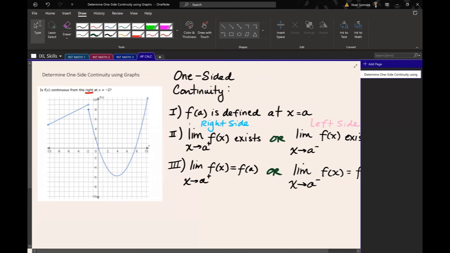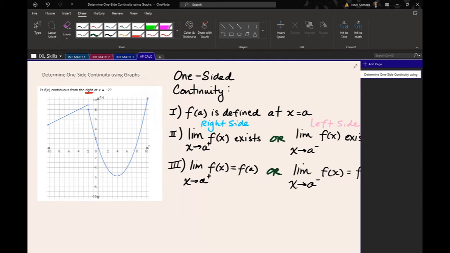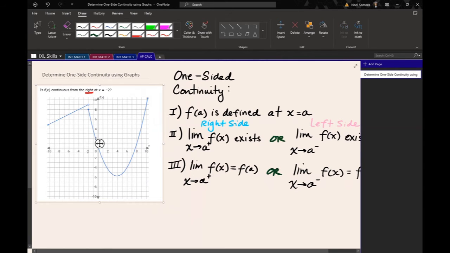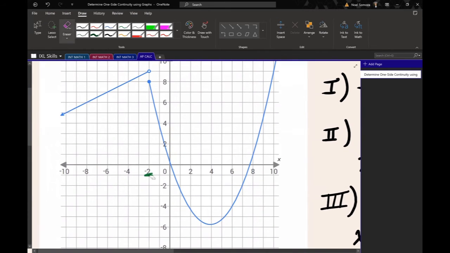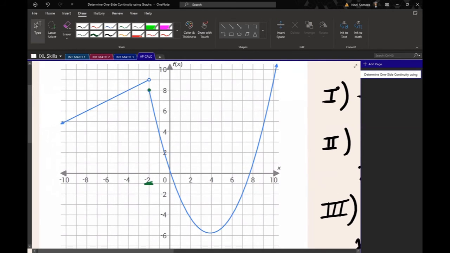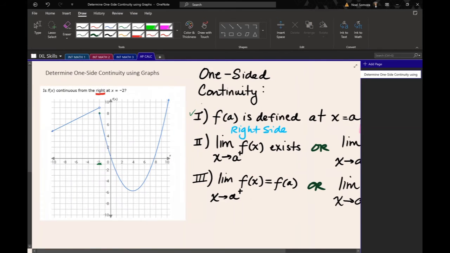First of all, is f of a defined at x equal a, right? Well, is it defined when x is -2? The answer to that would be yes, right? When x is -2, we can see here that we have an output, and that output is +8. All right, so that satisfies the definition for part one.